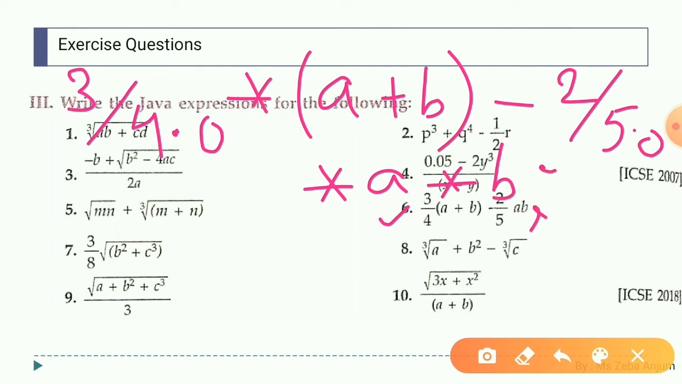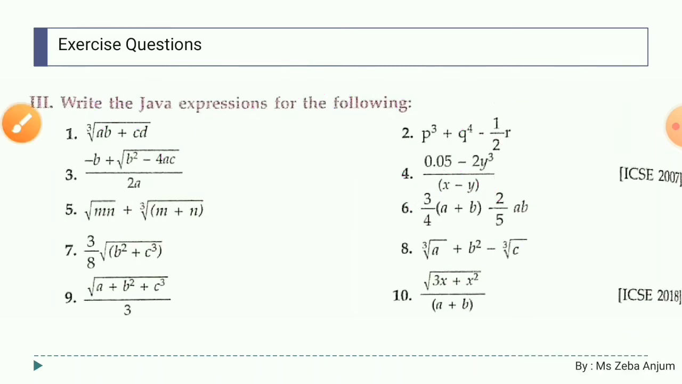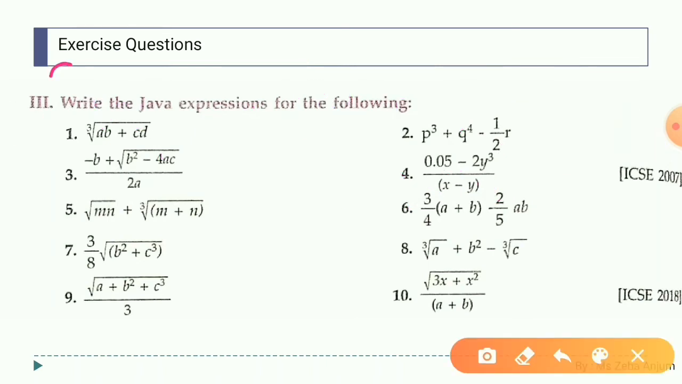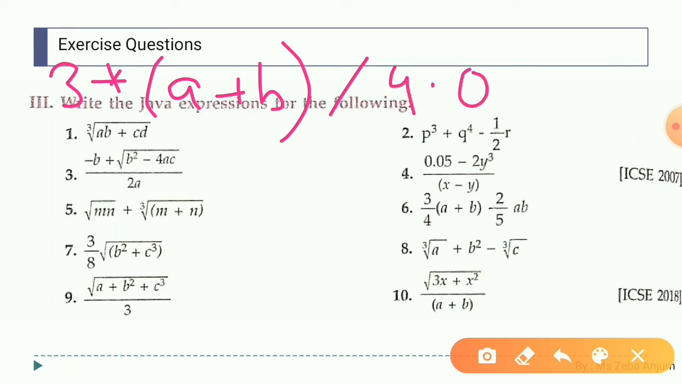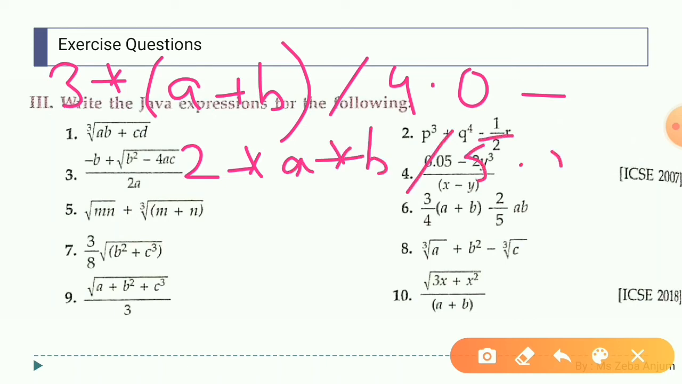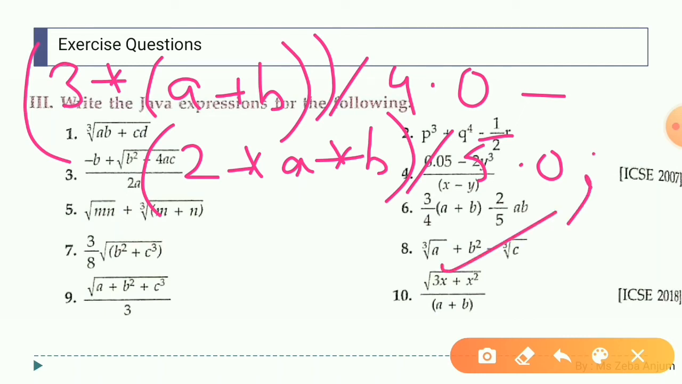You can also write this expression in this form. The sixth one you can write as 3 into, in brackets, a plus b and then divided by 4.0, and then minus 2 into a into b then divided by 5.0. It is better to enclose this overall numerator as well as this numerator in brackets. So either you write the previous thing or you write this one, the answers are the same.